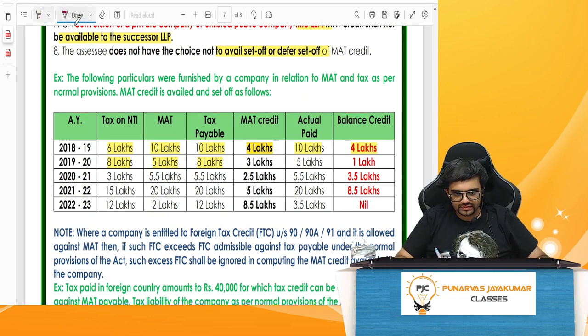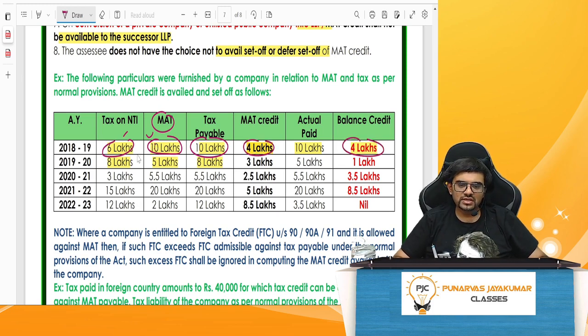So see guys, if MAT amount paid is more, you will get credit. Here, number 1: 10 out of 6, what will you pay? 10. Instead of 6, you will pay 10. So 4 lakhs you will get credit, which will be carried forward. Next year, 8 and 5, how much should you pay? 8 you will pay, but as per MAT it is 5. Last year you have credit of 4.